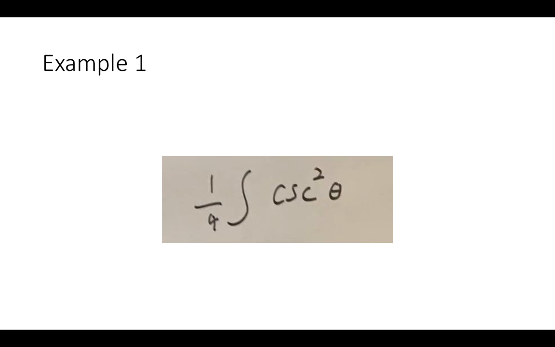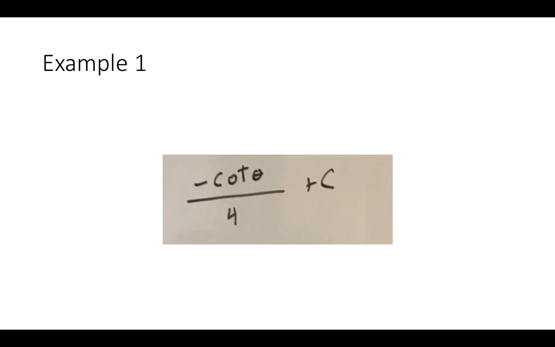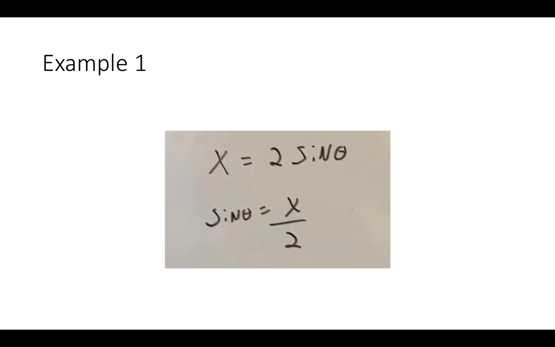All right. So now I'm at negative cotangent theta divided by 4 plus c. But this will not be the answer, because if we start off with x's, we have to end with x's. So we have to change theta to x. How are we going to do that? In the beginning, we said that x is equal to 2 sine theta. We can rearrange and say sine theta is equal to x over 2.